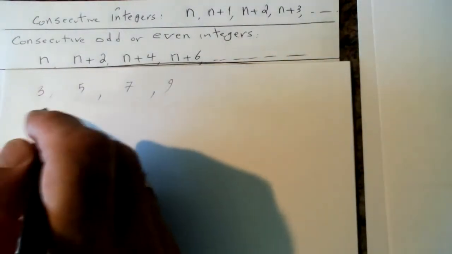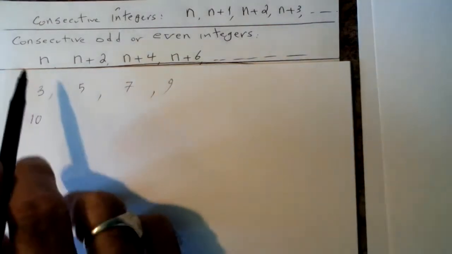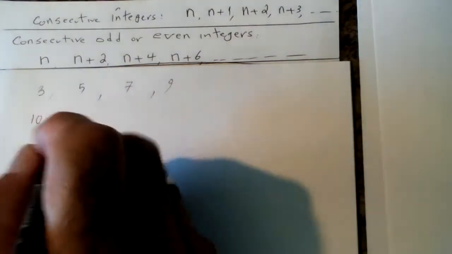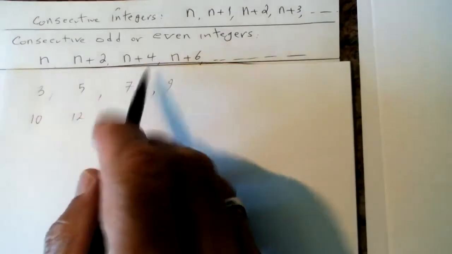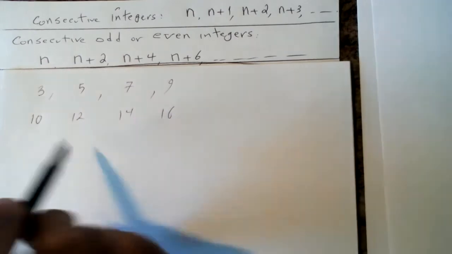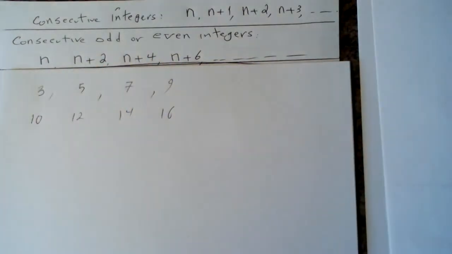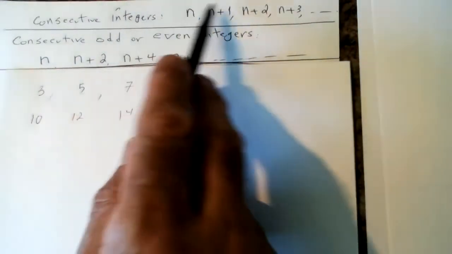Let's say the first number is even, like 10. n is 10. What is n plus 2? 12. n plus 4, 14. 16, you see? This formula would give you odd or even. And this is consecutive integer.